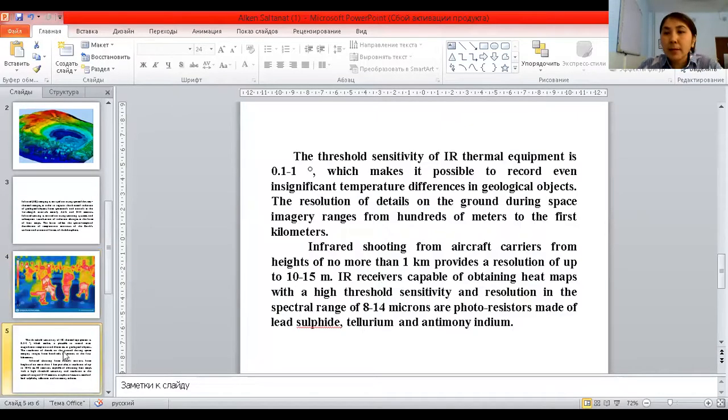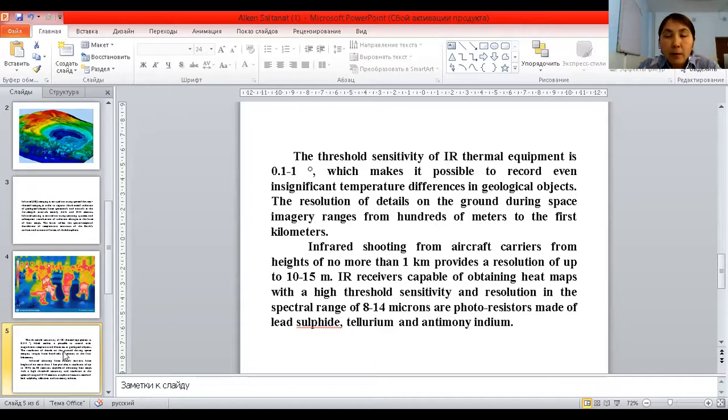Next slide, let's read that the threshold sensitivity of infrared thermal equipment is 1 degree, which makes it possible to record even insignificant temperature differences in geological objects. The resolution of details on the ground during space imagery ranges from hundreds of meters to the first kilometers. Please pay attention that for space it is from hundreds of meters to the first kilometers.